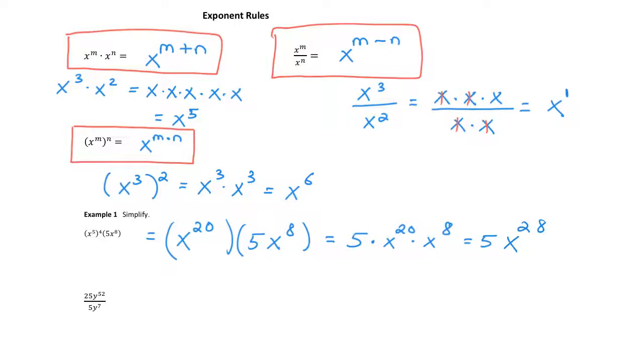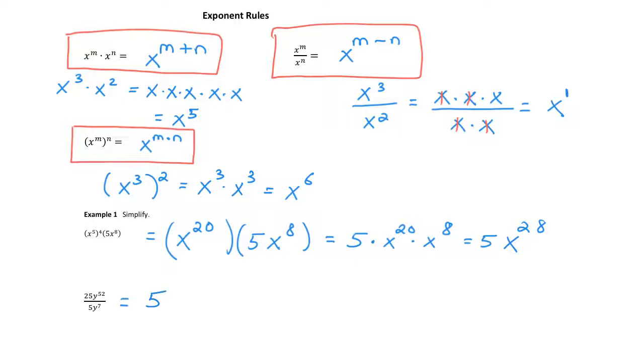Now let's check this out in the second part of this example. Here we're dividing, so I see the variable y. It's kind of set up like what's happening here, even though it's x's, it means the same thing. I'm going to first deal with 25 divided by 5. I know that's just 5.